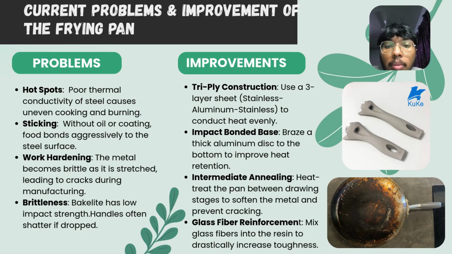Third is intermediate annealing. What is meant by intermediate annealing is to heat treat the pan between drawing stages to soften the metal to prevent it from cracking during the long heating process. The last solution for this problem is glass fiber reinforcement, which means mixing glass fibers into the resin to drastically increase the toughness.